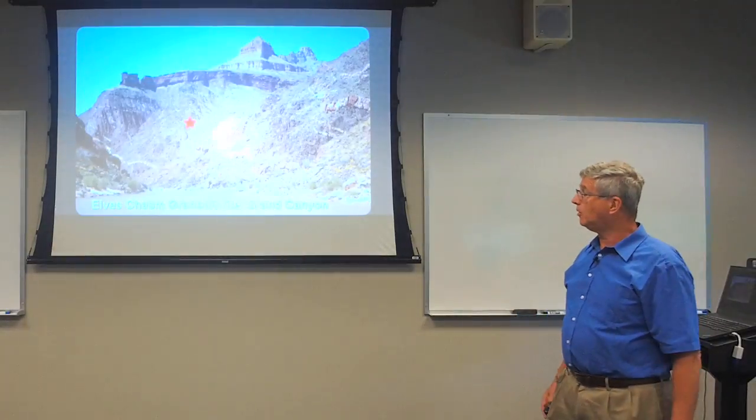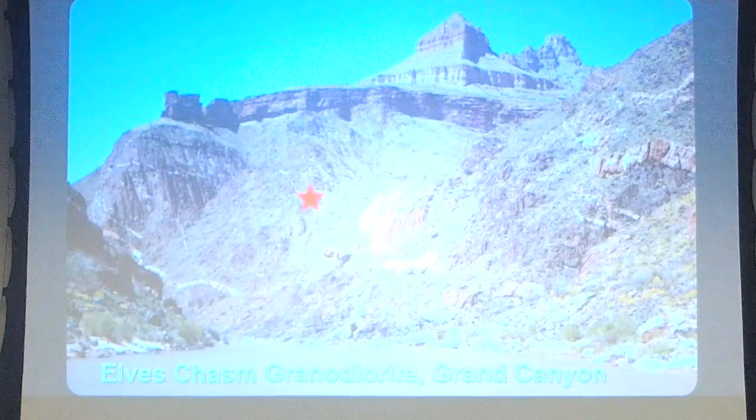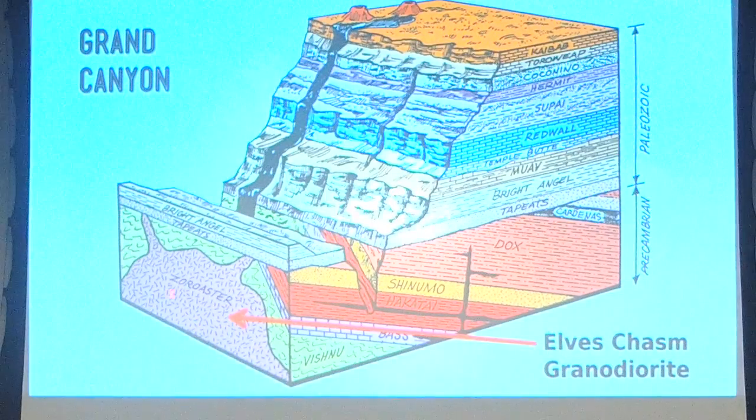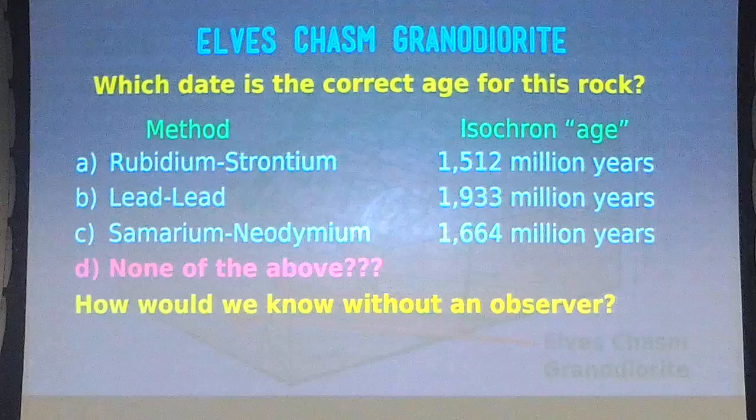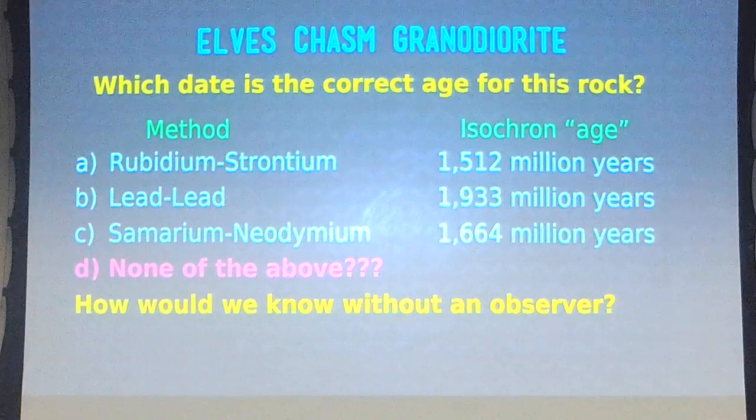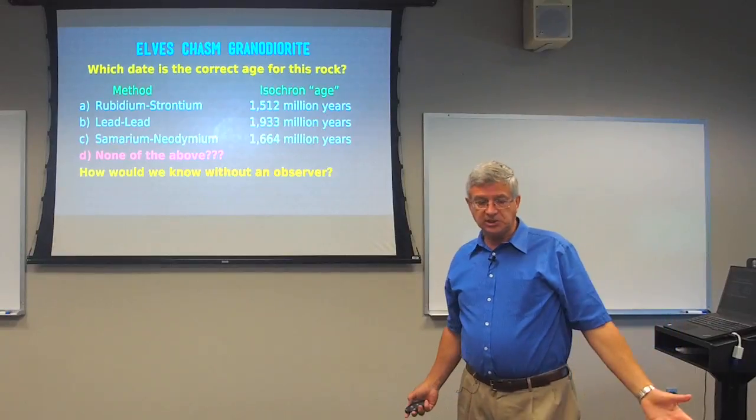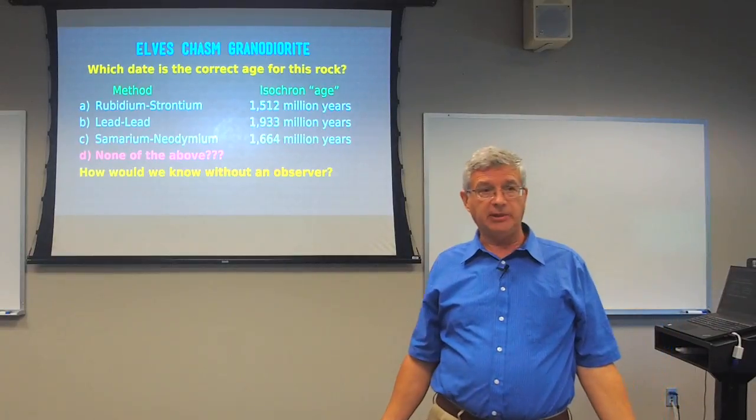Example number 4, Elves Chasm granodiorite, regarded as the oldest rock in the Grand Canyon, traditionally 1.84, 1.85 billion years. And what results did we obtain on this rock? Here it is. We're right down here in a relative sense. Rubidium, 1,512 million years. Lead, 1,933 million years. Samarium, 1,664 million years. Which is the correct age? How do we know without an observer?